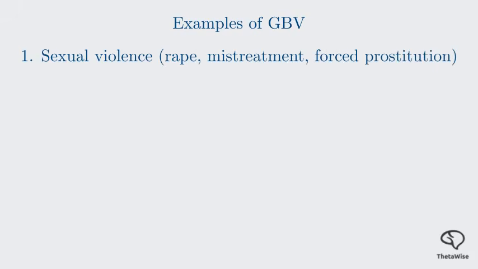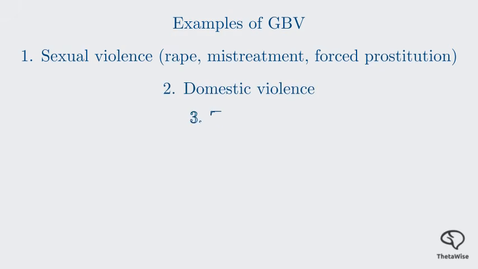There are many different forms that GBV can take. It's important to be able to identify them. The notes list several types. First, there is sexual violence, which can be rape, sexual mistreatment, and forced prostitution. This is any sexual act that occurs without a person's free and enthusiastic consent. Second, we have domestic violence. This is violence between people who are in a close relationship, often a family or couple. It can be physical, emotional, financial, or even spiritual abuse.